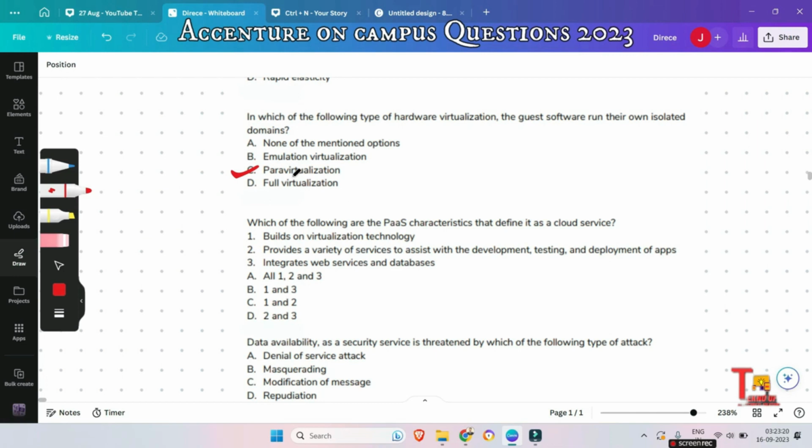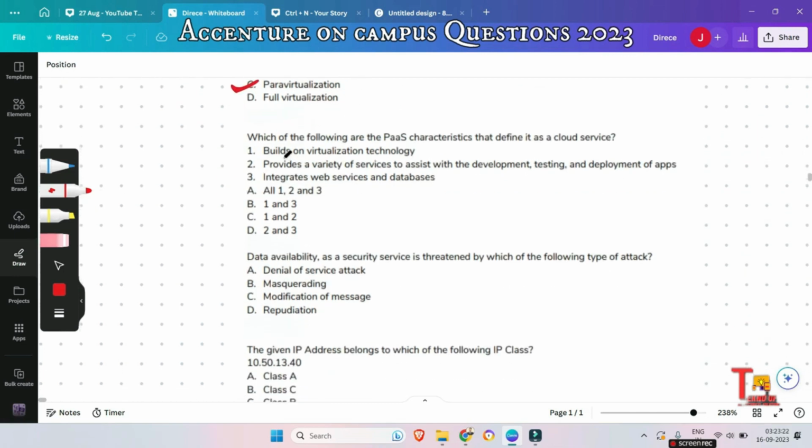Okay, the next question is, which of the following are the characteristics that define it as a cloud service? Builds on virtualization technology, provides a variety of services to assist with the development, testing, and deployment of apps, integrates web services and databases. Actually, these three are the characteristics of PaaS, right? So all of the above, all 1, 2, and 3, will be the correct option.